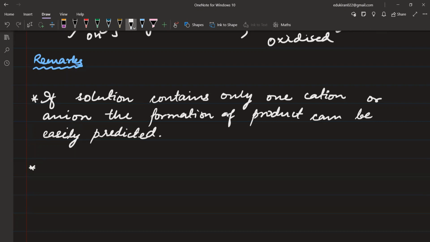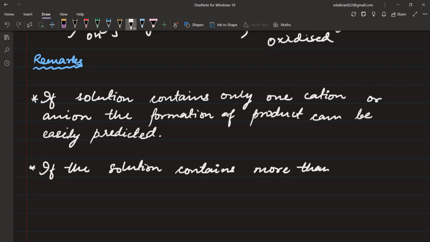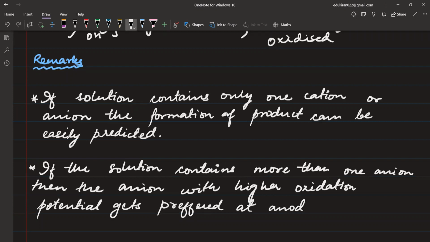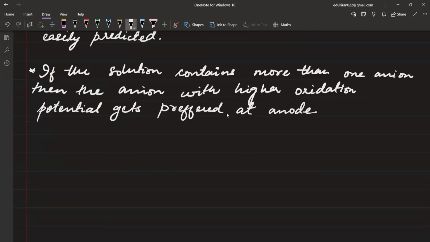Right, second point. If the solution contains more than one anion, then the anion with higher oxidation potential gets preferred at anode. That means it will get oxidized.